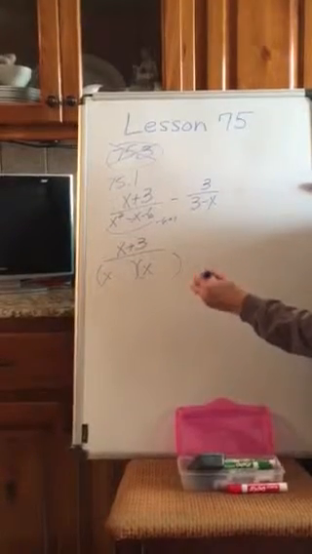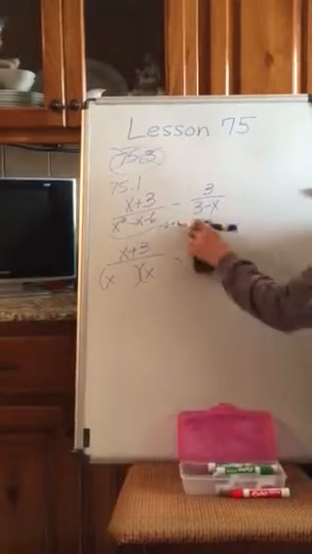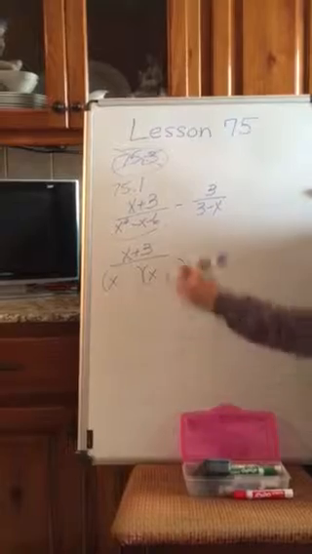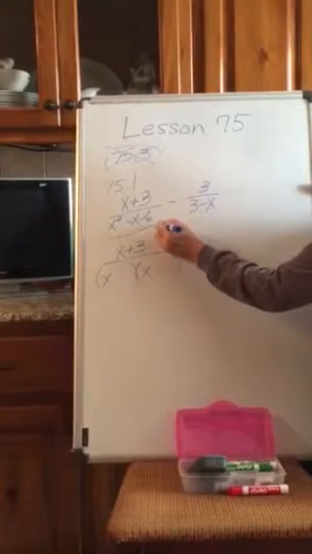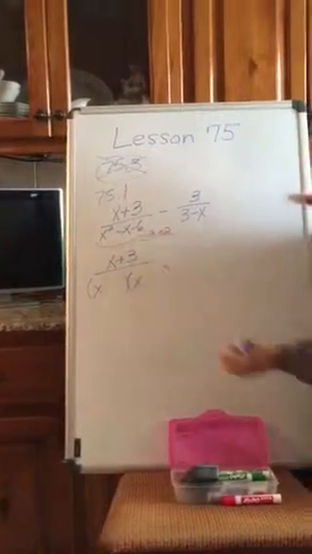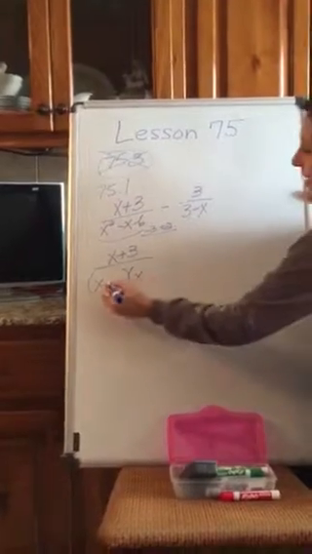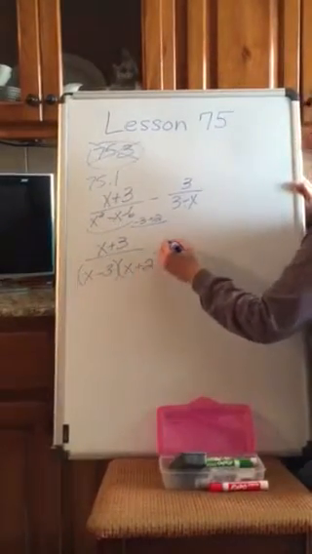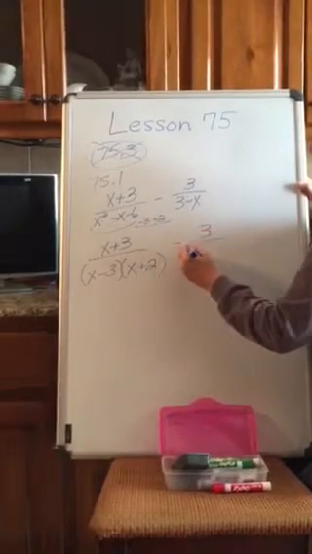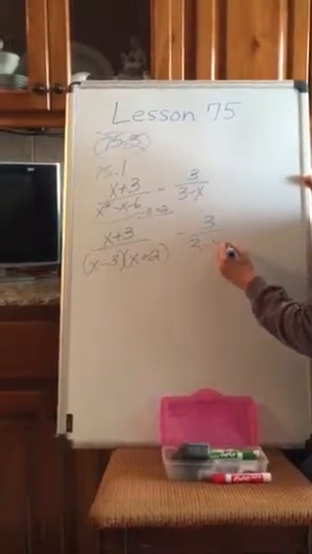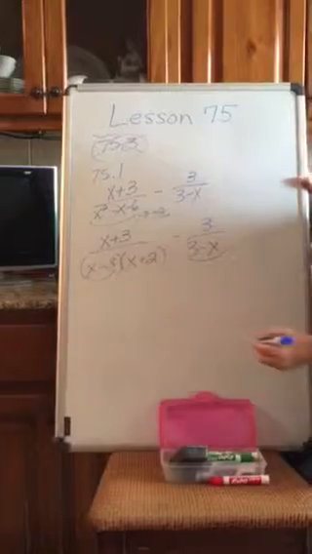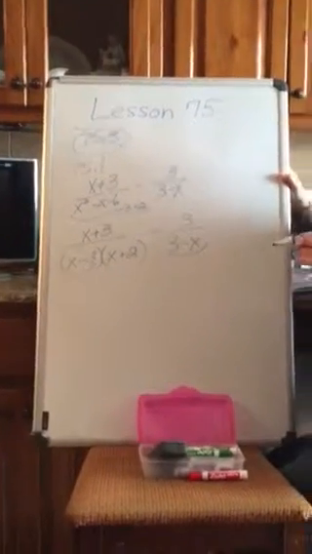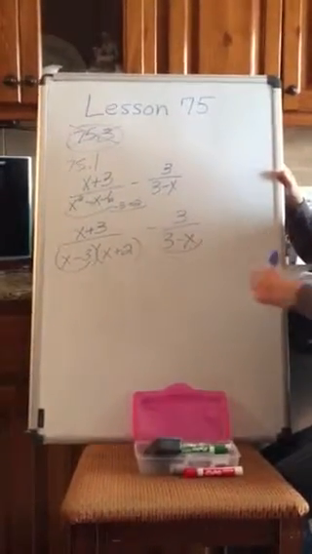Actually, let's not, that doesn't give me negative 1, does it? It's going to be negative 3, positive 2. There we go. x minus 3, x plus 2, minus 3 over 3 minus x. Now I have a term that is very close. In fact, all I have to do is change the signs in this one.